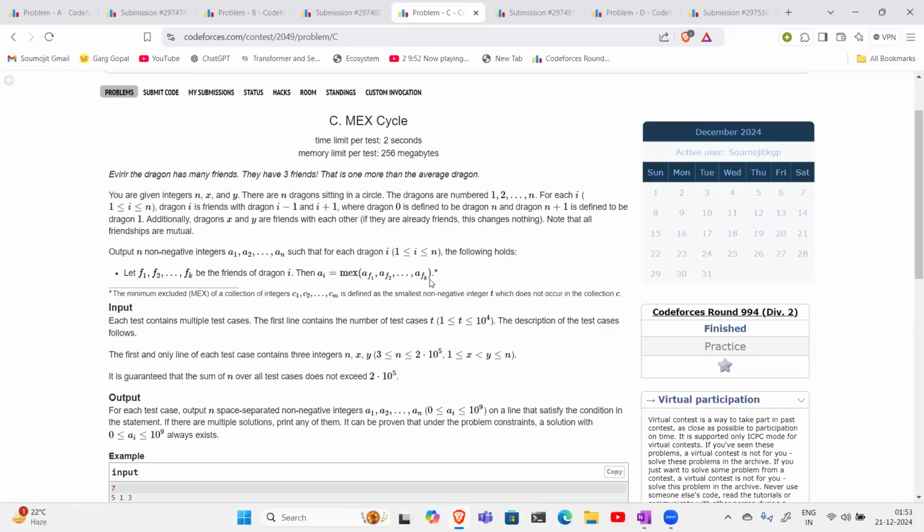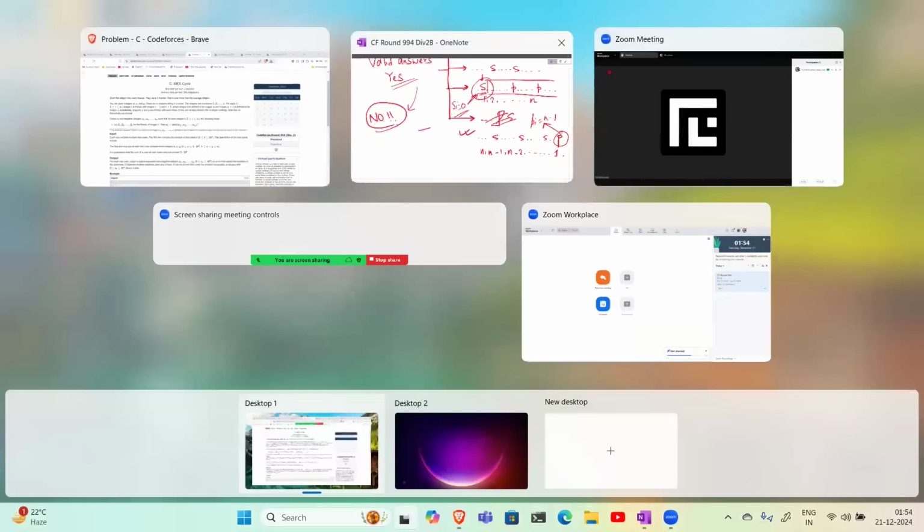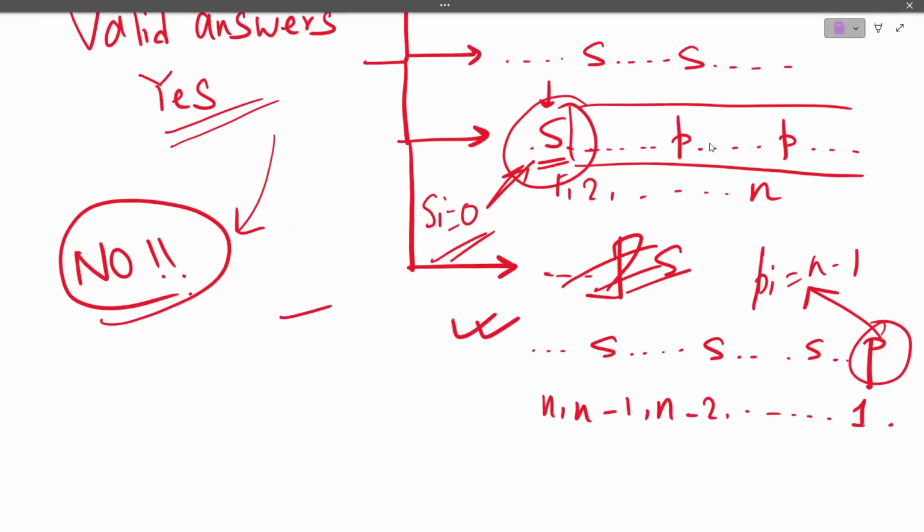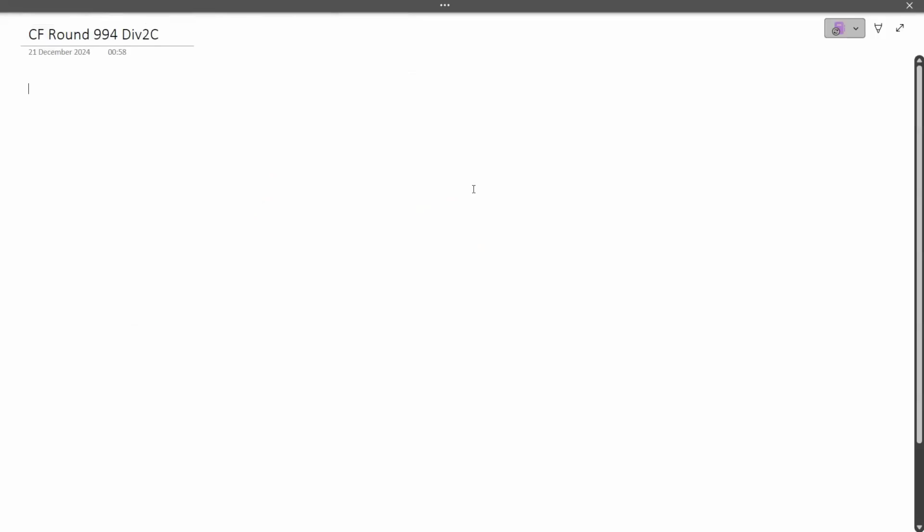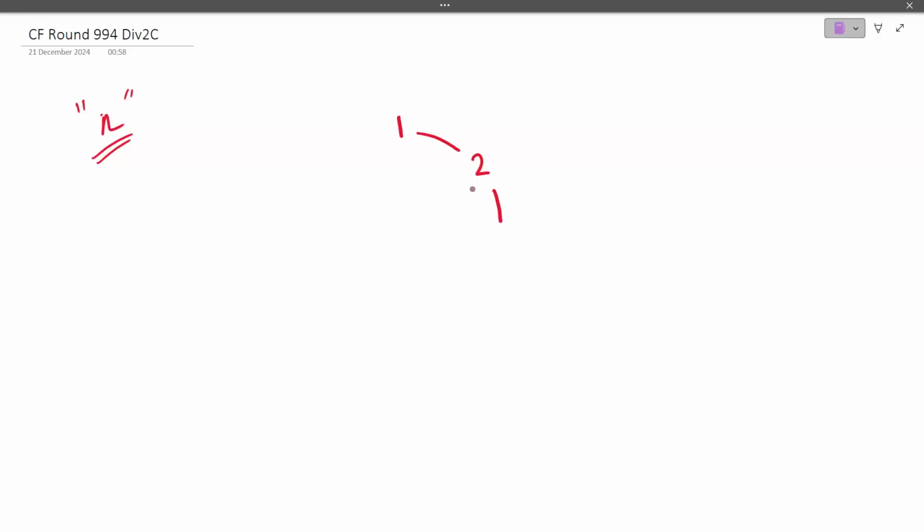Okay. So let me quickly explain the problem set. Here is the problem statement. The problem statement says that it will give first an integer n. What does n signify? N basically says that there is a cycle of length n.